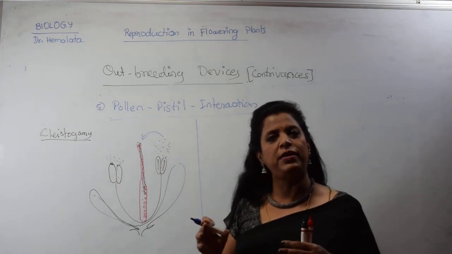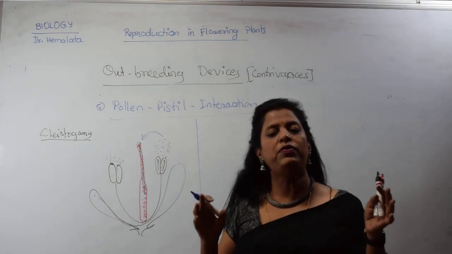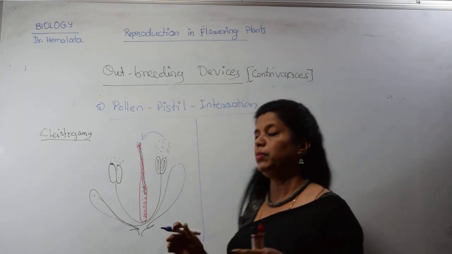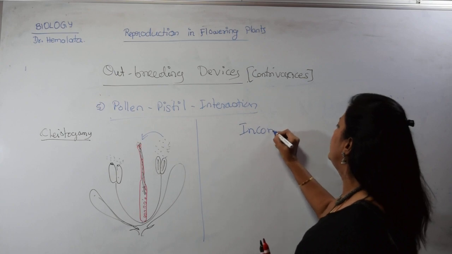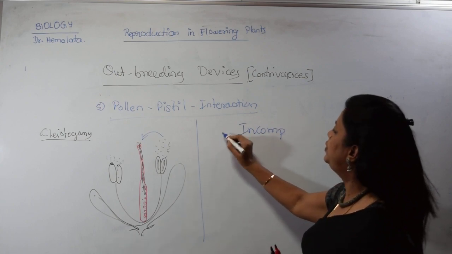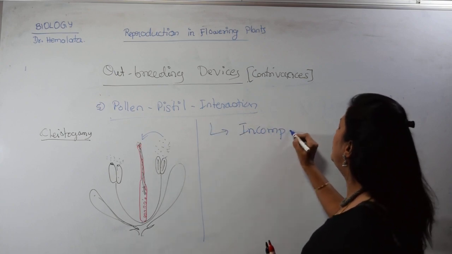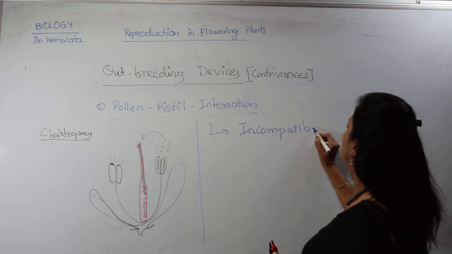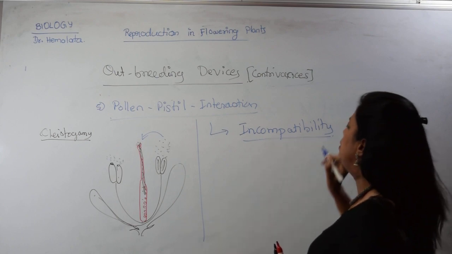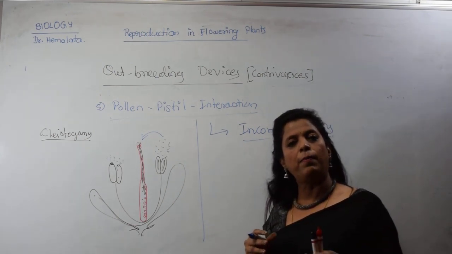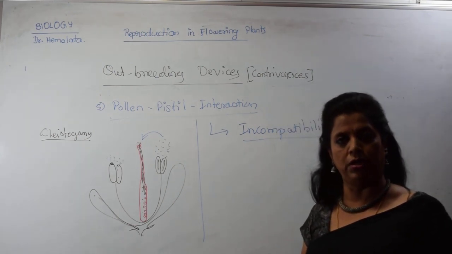During pollen-pistil interaction, they avoid self-pollination by producing either physical incompatibility or chemical incompatibility. So there is a fifth one, which I told you: incompatibility happens. So what is incompatibility? They are not compatible, they don't like each other, right?